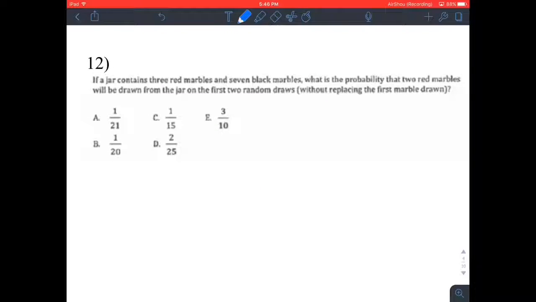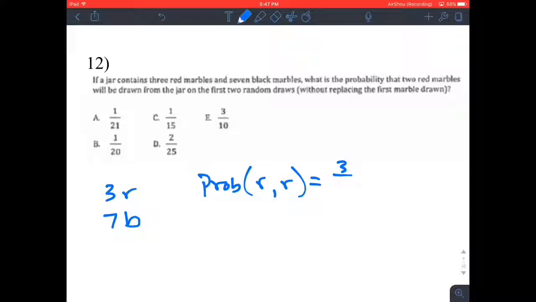If a jar contains 3 red marbles and 7 black marbles, I'm just going to write that down, 3 red, 7 black. What is the probability that 2 red marbles will be drawn from the jar on the first 2 random draws without replacing the first marble drawn? So we're trying to find the probability of getting a red and then a red. So let's look at the first one. What's the probability of getting a red? Well, there are 3 red in the container, and there are a total of 10 marbles in the container. So it's 3 out of 10.